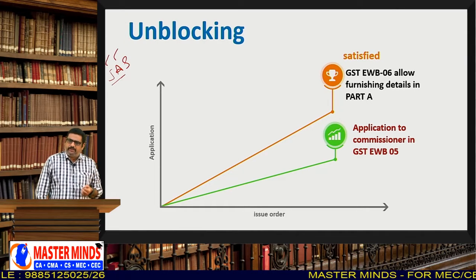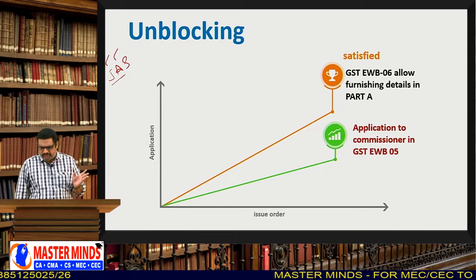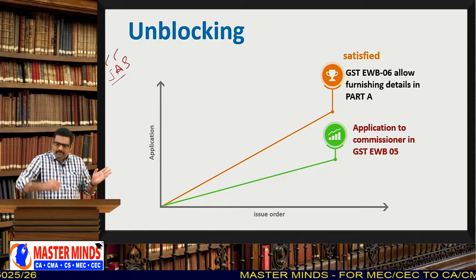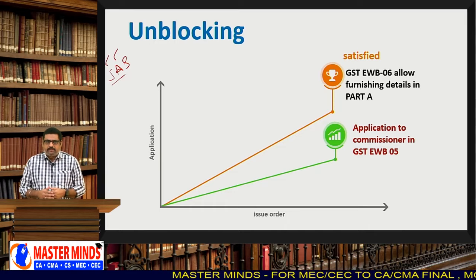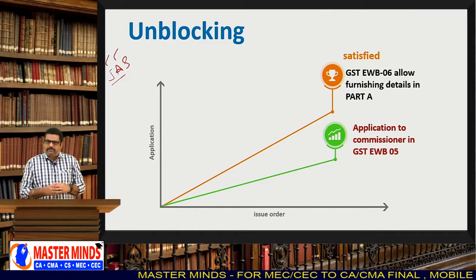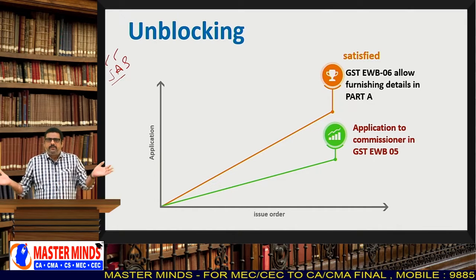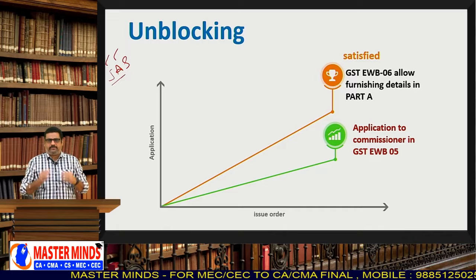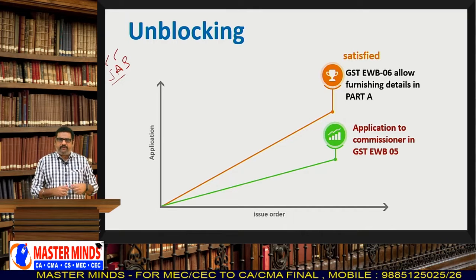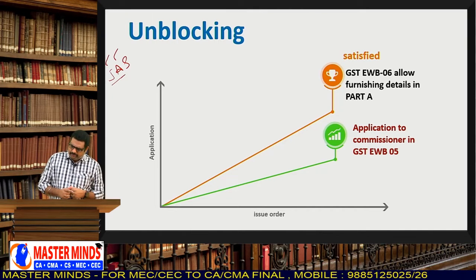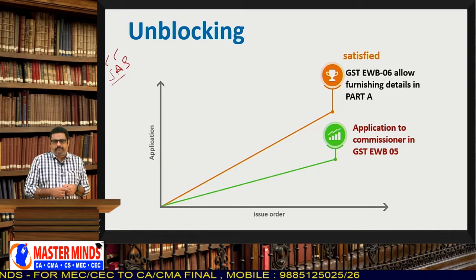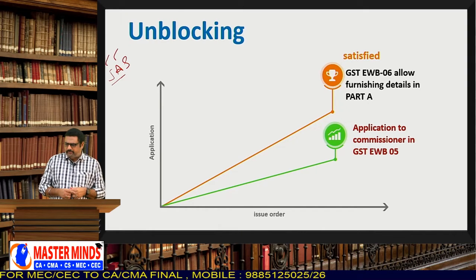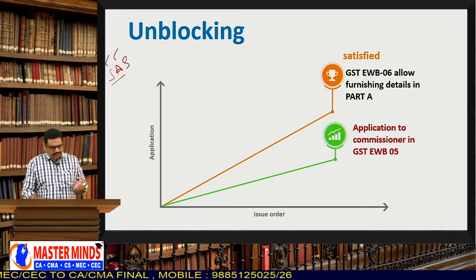If the commissioner is satisfied, then GST EWB 06 allows furnishing details in Part A of EWAY Bill. If you are able to fill Part A, then only you are able to fill Part B, and only then will the EWAY bill be generated. Understood? Part A of EWAY Bill. So, first you need to submit an application to the commissioner. If the commissioner is satisfied, he may allow furnishing details in Part A of EWAY Bill.